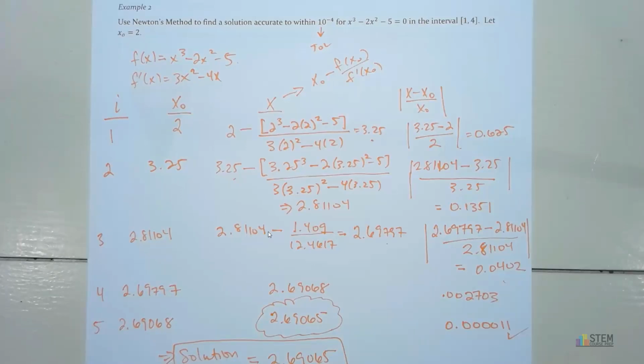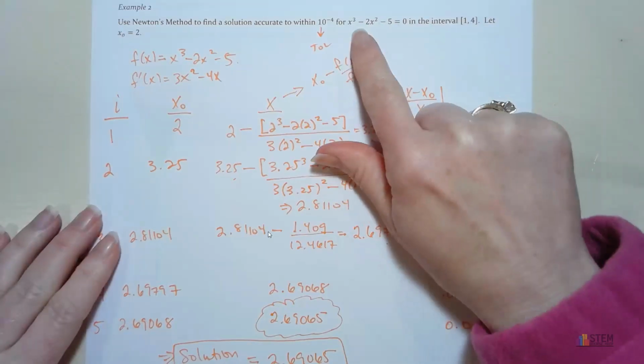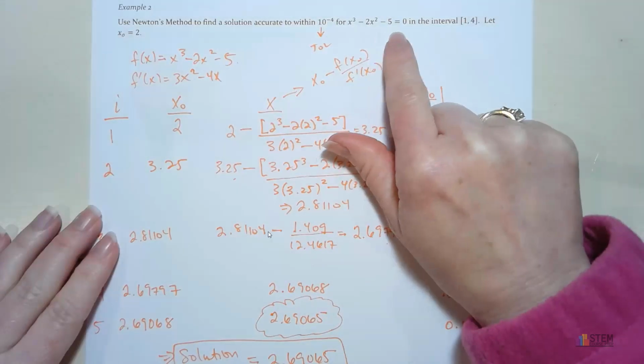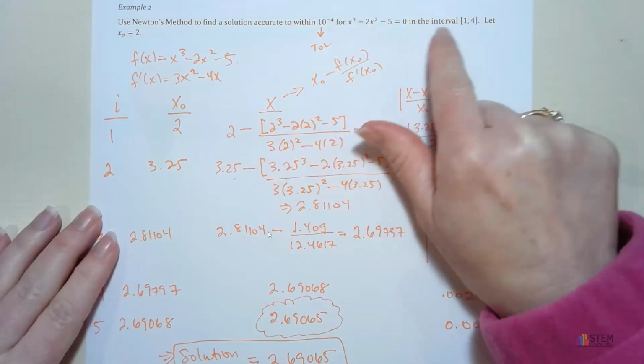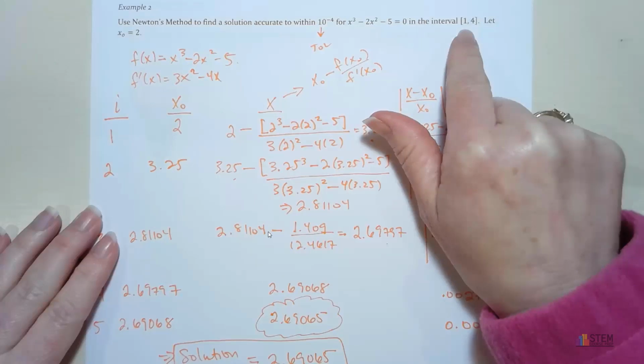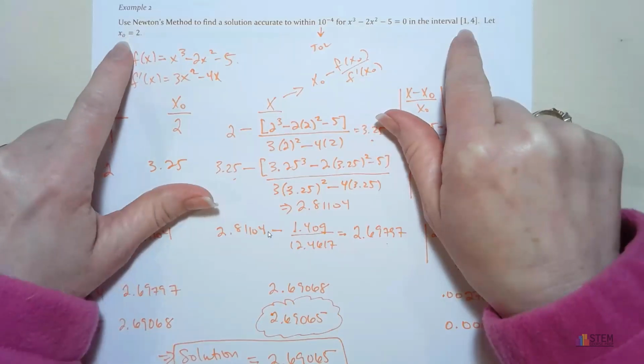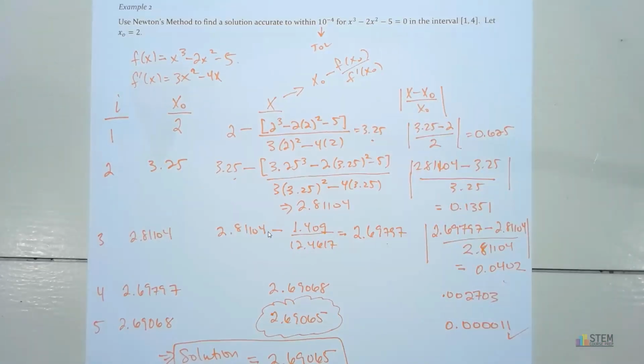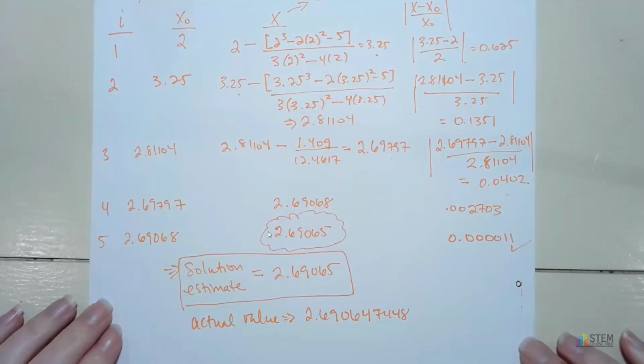Hey, let's go over Newton's method in MATLAB for example 2. This is just a reminder of what we did from example 2. You can see we had this cubic equation, set equal to 0. We wanted to find the root in the interval from 1 to 4, and we let our initial guess equal 2. Now, let's look at what our solution was.